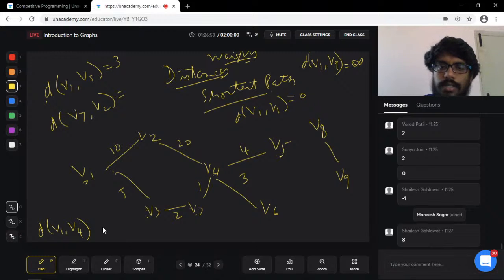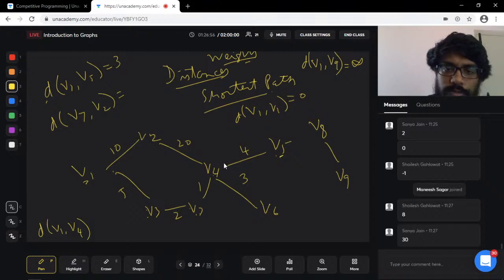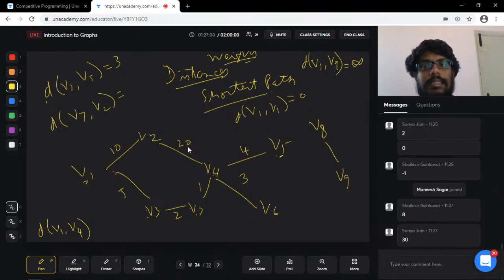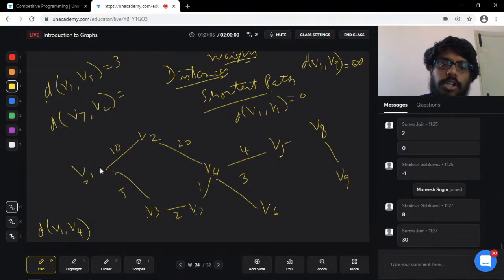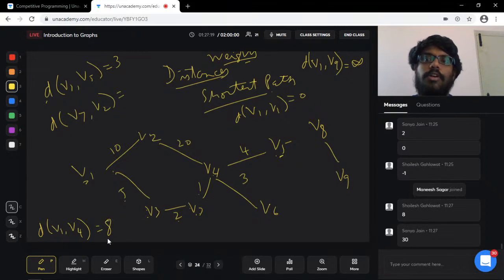Okay. So now if I take V1, V2, V4, my distance is going to be 10 plus 20, which is going to be 30. But that is not the shortest path. What is the shortest path? The shortest path is to go to V3 to V7 to V4, because then my shortest path length is going to be 5 plus 2 plus 1, which is going to be 8, right? And as Sailesh said, that is the shortest path. Even though the number of edges I'm traveling is larger, the sum of the weights is smaller, right?